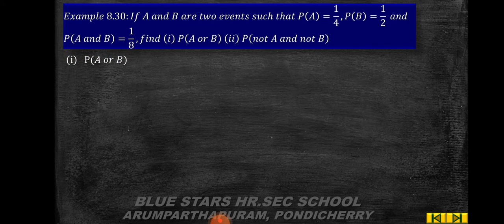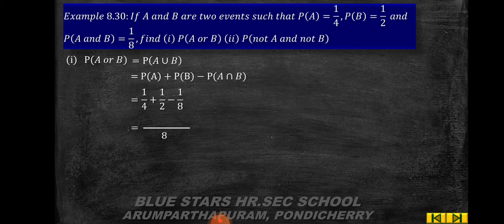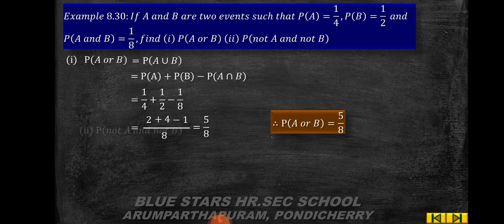First one, P of A or B is equal to P of A union B, which is equal to P of A plus P of B minus P of A intersection B, which is equal to 1 by 4 plus 1 by 2 minus 1 by 8. The common LCM is 8. So 2 plus 4 minus 1 is equal to 5 by 8. P of A or B is equal to 5 by 8.